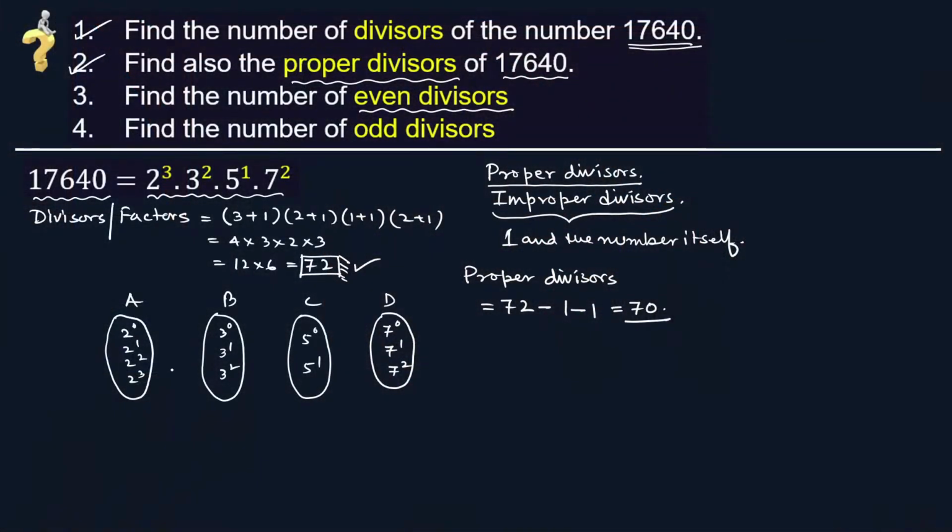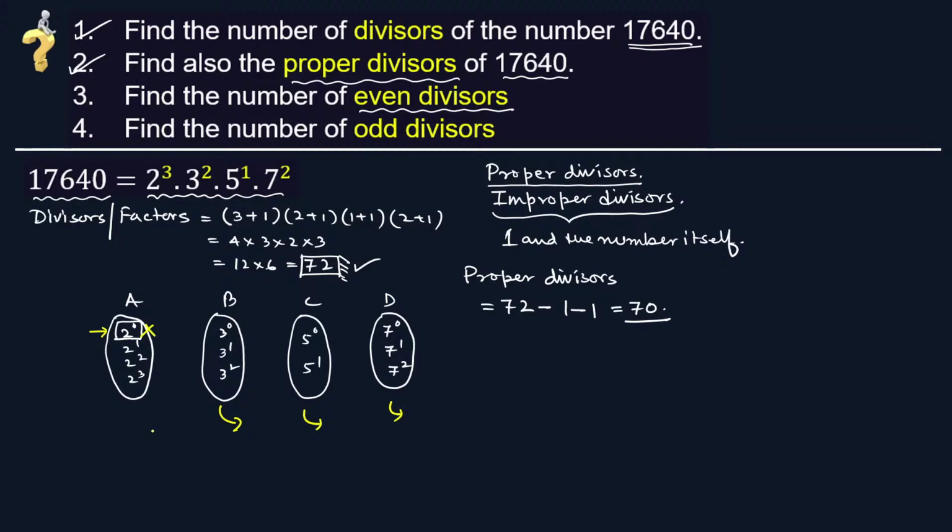So what I will do in this case is, I will not consider this element of set A. I am not going to consider this element in set A. That is 2 to the power 0. 2 to the power 0 means what? It's 1. So when that 1 is multiplied with any of the elements chosen from B, C and D, it is not going to give you an even number. That is, you are not going to get an even divisor. So what I'm trying to do here is, I'm simply rejecting 2 to the power 0. I'm not considering that.